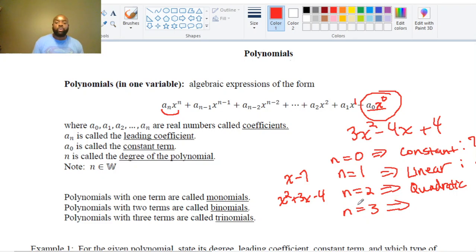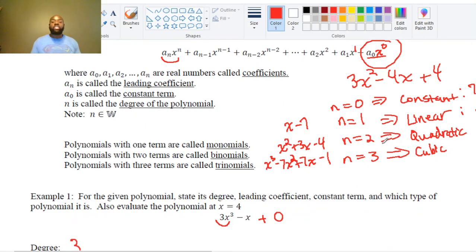And when n equals 3, your degree of your polynomial is 3, you have a cubic polynomial, right? So something like x cubed minus 7x squared plus 7x minus 1. Of course I missed my squared here. That's an example of a cubic polynomial. So sometimes we like to use these words to describe polynomials.